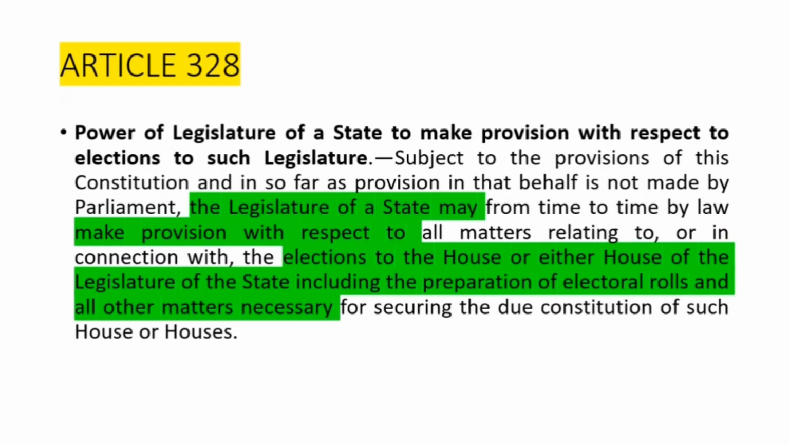Article 328 is very much similar to Article 327. There, the power is given to the Parliament, whereas in this article, the power is given to the legislature of the state to make provisions with regard to the elections of the House or Houses of the legislature of the state. So the same, okay.